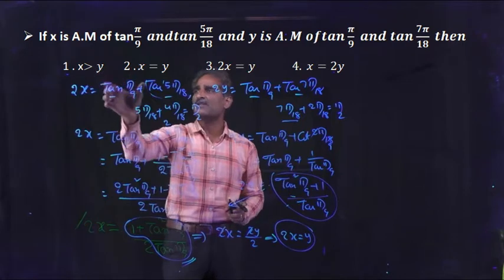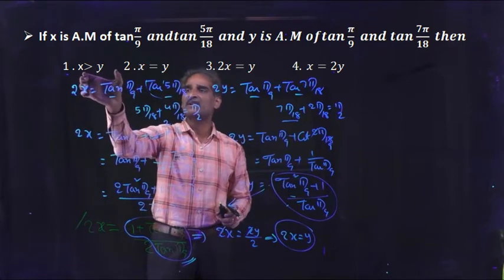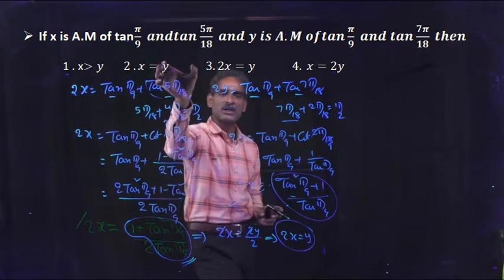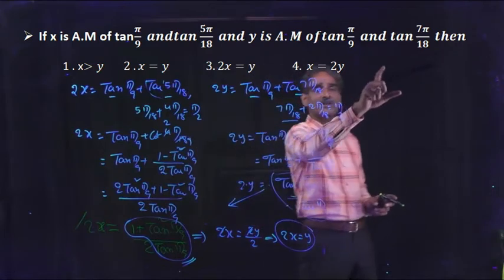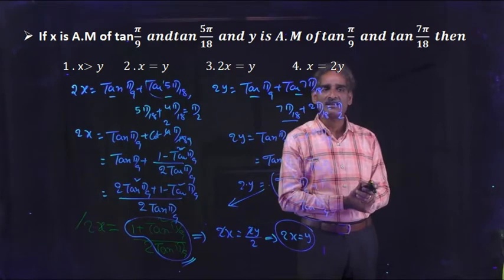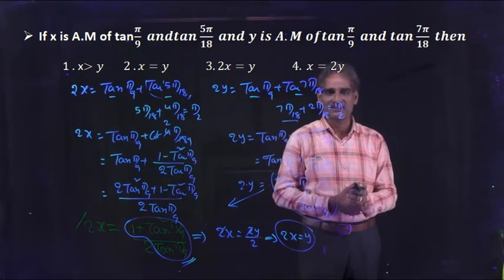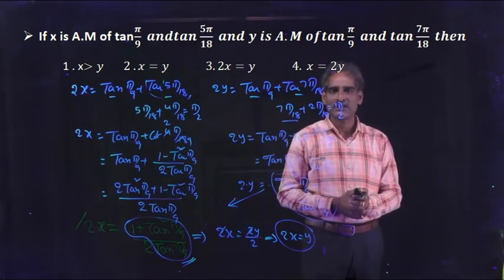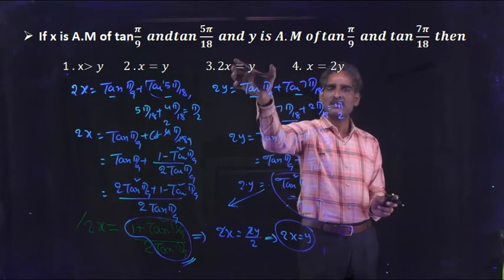So in the first option, what do we have given? x greater than y. It is not possible. x equal to y is also not possible. x equal to y, what does it mean? x equal to y means x is double to y. It is not possible. y is greater than x in general. So just the third option is the only correct option.